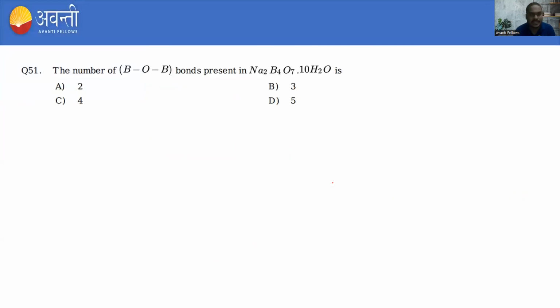Right. So the first question is the number of BOB bonds present in the borax, right? That is Na2B4O7. So this question is very important. Sometimes they are asking the number of BOB bonds, sometimes they are also asking the number of BOH bonds. So these types of questions were coming in previous NEET or JEE Main papers. So this is a very important question for all of you.